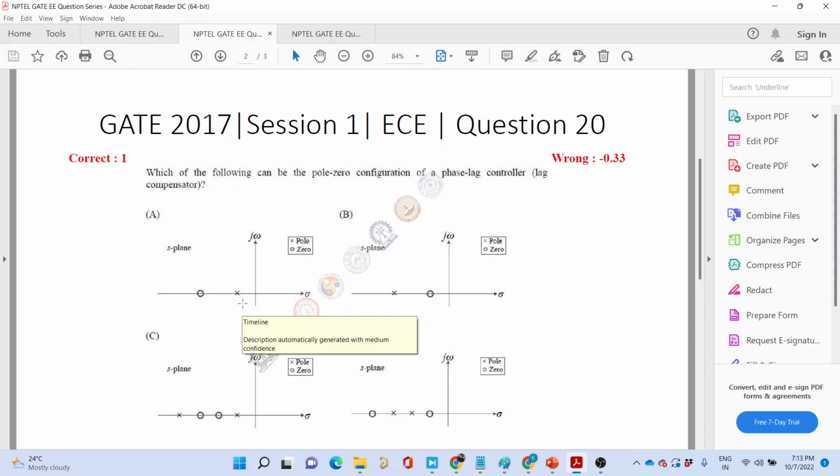Tell me mathematically. I'm saying, just now I told that when there is a pole closer to the origin, it is more dominant than other poles which are far away from the j omega axis. A pole which is closer to the j omega axis is more dominant as compared to poles which are far away from the j omega axis. Now I'm asking, why am I saying this?